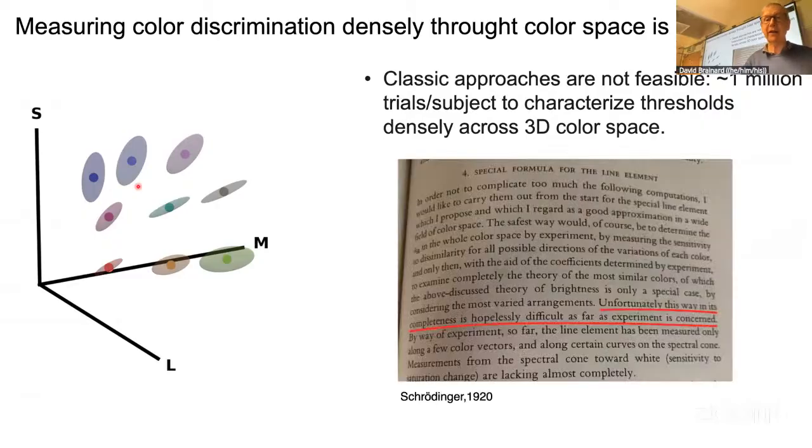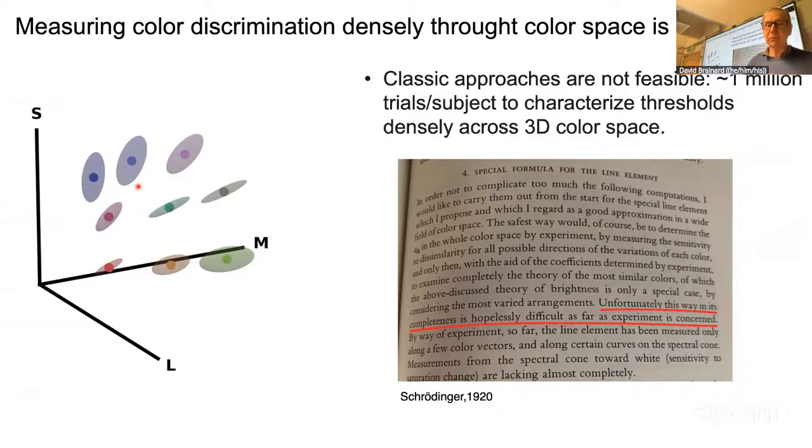And this problem was recognized quite early. I happen to love this quote. This is a quote from Erwin Schrödinger, the same Schrödinger of the cat and other kinds of things, who wrote some very nice thinking about color space and its geometry in the 1920s.